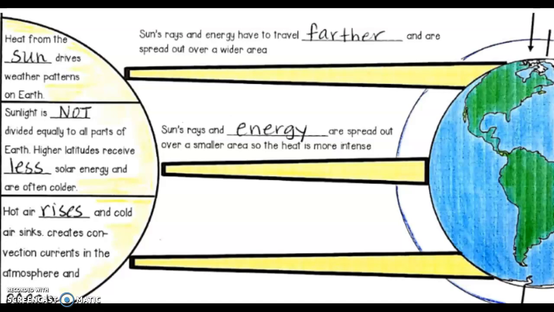The sun's rays and energy at the equator are spread out over a smaller area. They're really focused, and so the heat is more intense. But thanks to that curve of Earth's surface, you can see that by the poles that same amount of light is stretched over a larger area of land and water. And so closer to the poles, the sun rays and energy have to travel further and are spread out over a wider area, thus delivering less energy to each part.